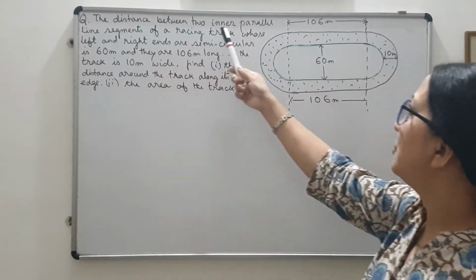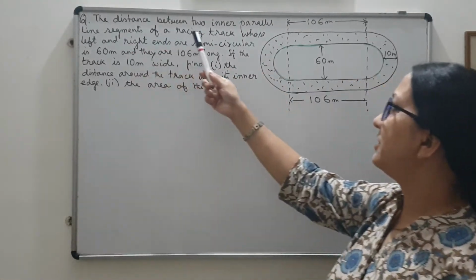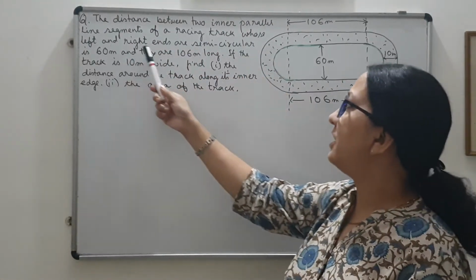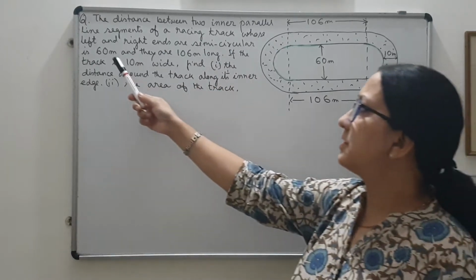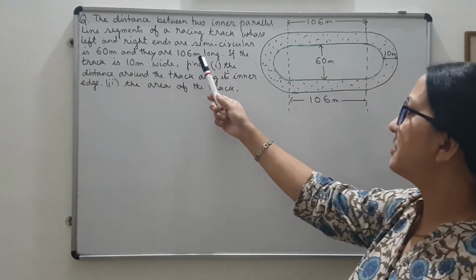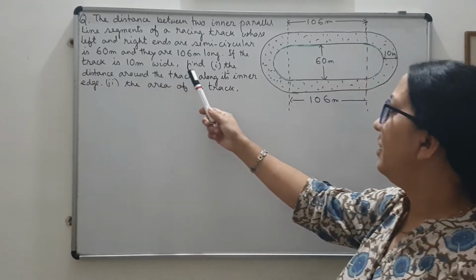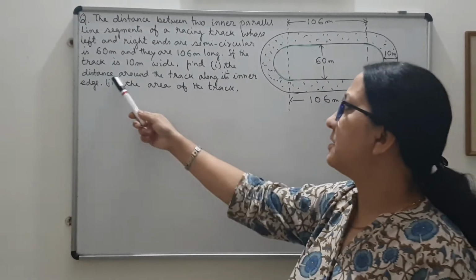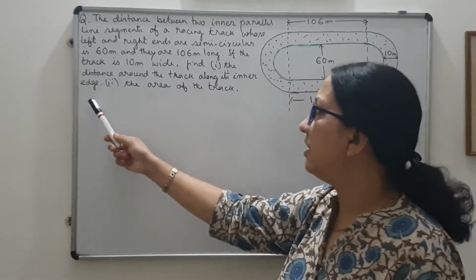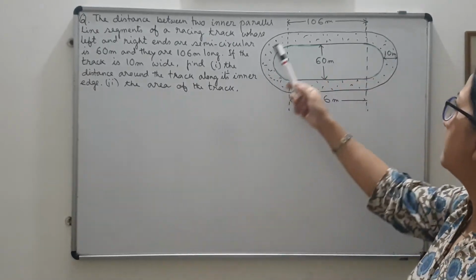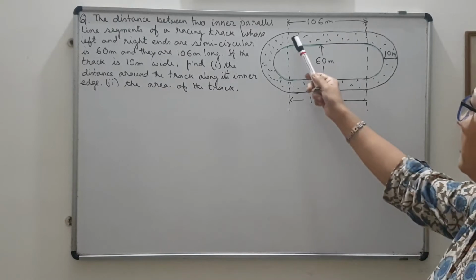The distance between two inner parallel line segments of a racing track whose left and right ends are semicircular is 60 meter and they are 106 meter long. If the track is 10 meter wide, find the distance around the track along its inner edge and the area of the track. So this is the track, you see.